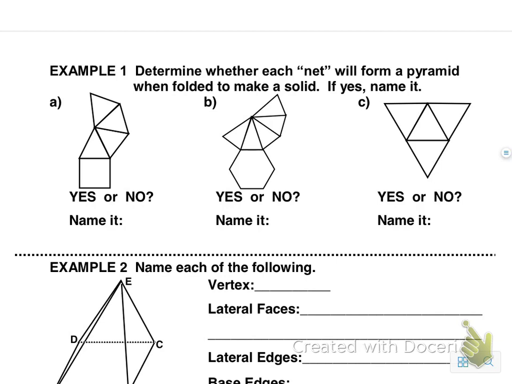I would like to give you a hint. What I do is put the number of sides inside the base. So this one has 4 sides. And then I go and I number the lateral faces. So hopefully this is a good hint for you to decide if it's a yes or a no.